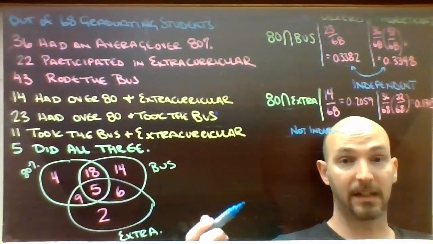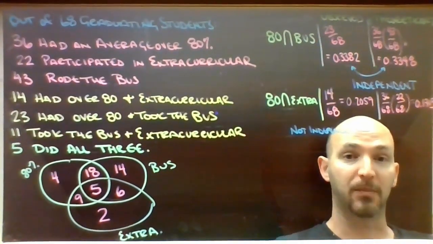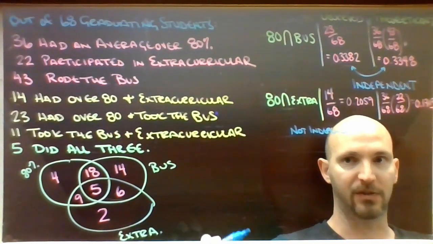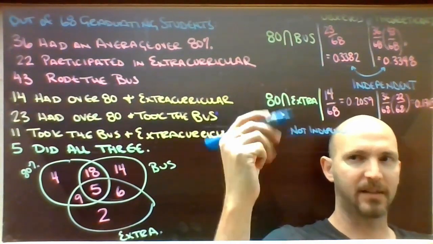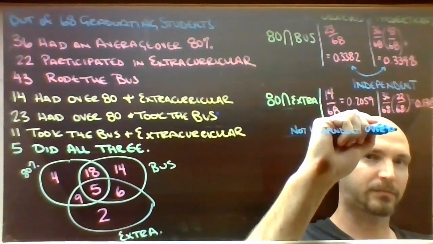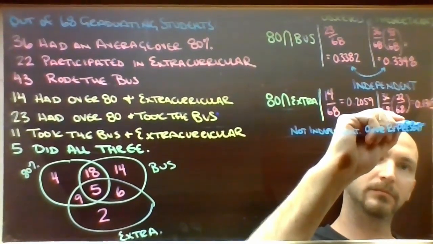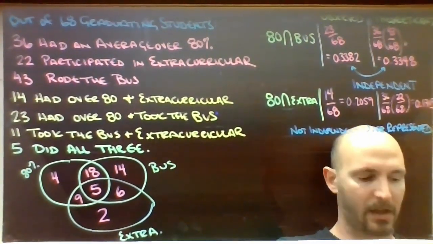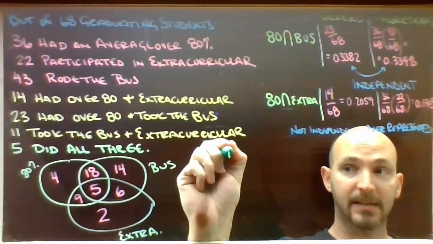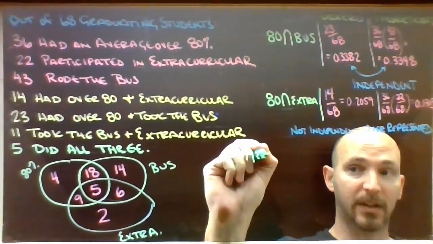So if I were studying this for real, then I would be encouraged to go and do more research in that particular direction to see what it is exactly causing that relationship. So just to finish, they're not independent. In fact, it's overrepresented. All right, now there's only one more combination to do, and that is taking the bus and being an extracurricular.